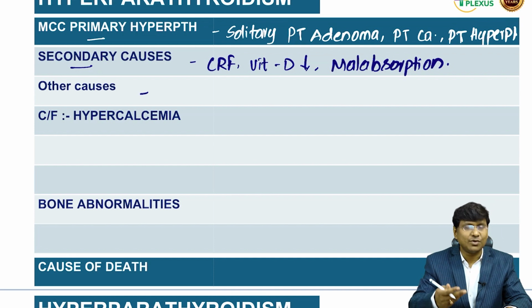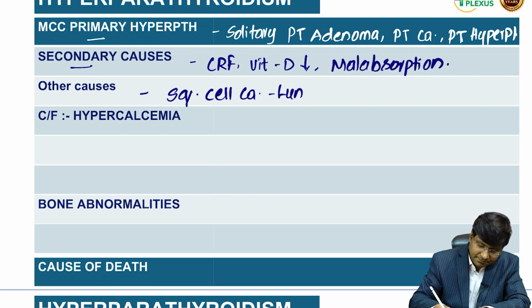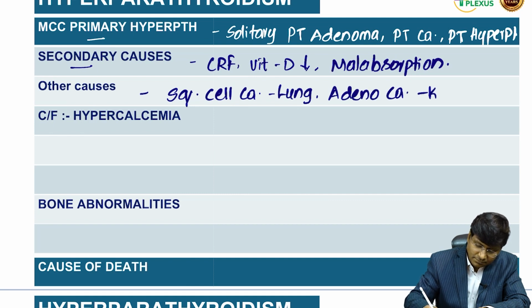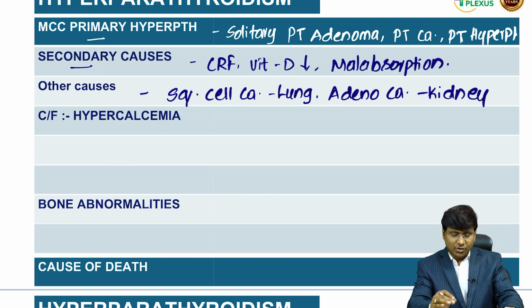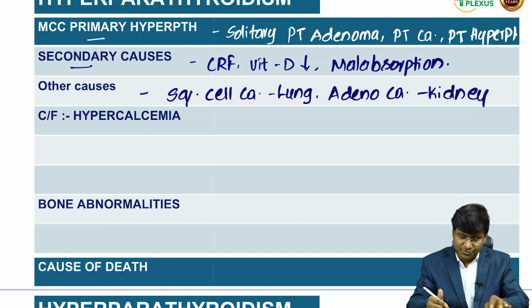Then we also have other causes for hyperparathyroidism, which include squamous cell carcinoma of the lung, then adenocarcinoma of the kidney. These are the other causes for hyperparathyroidism. So in hyperparathyroidism, the manifestation is hypercalcemia, which is very important.